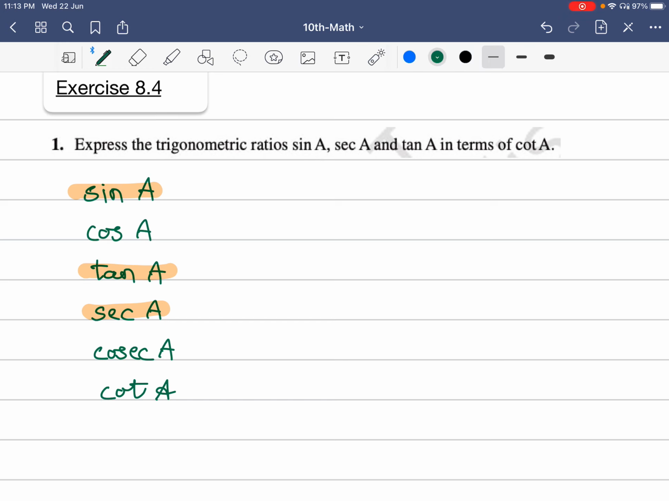Okay, so first of all, very clearly, tan A is the reciprocal of cot A. We know that by definition. So let's write that tan A is in fact equal to 1 upon cot of A. Okay, so done. Tan A is done. Now what remains is sin A and sec of A. So let's begin with sec of A. So let's draw a line here.